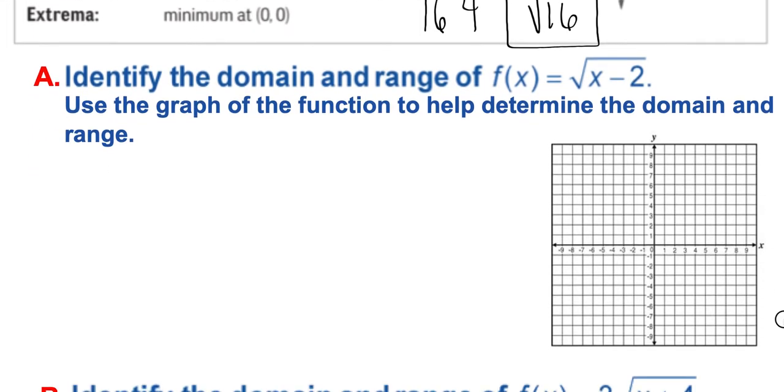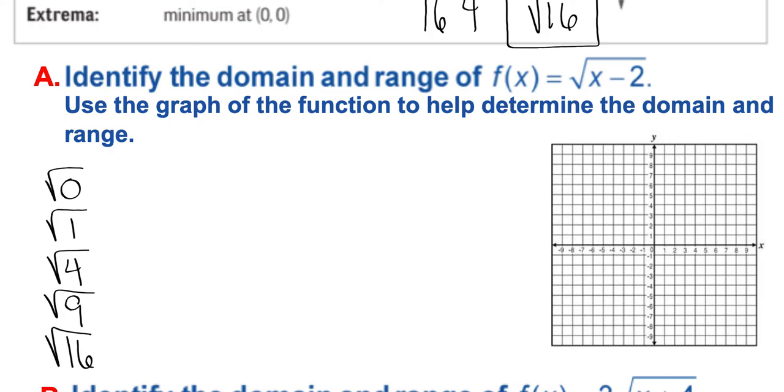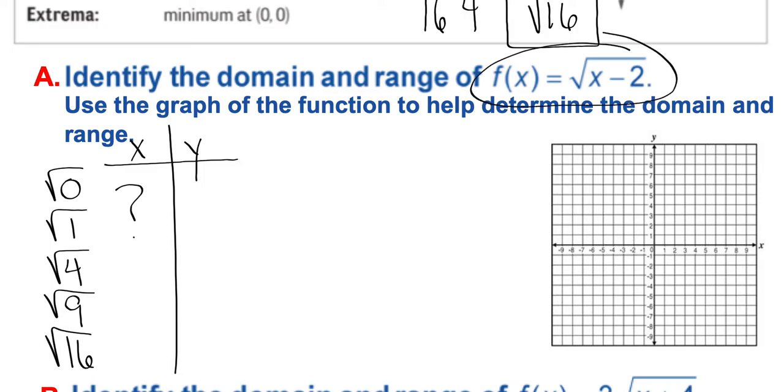Okay? So identify the domain and range of this function, and then use the graph of the function to help determine the domain and range. Okay? So remember, we want to get these perfect square roots. And square root of 16 is probably good enough to go to. Okay? So the trick here is try to figure out what numbers we can plug into the function here to get our perfect squares. Okay, so let's kind of throw this off to the side.